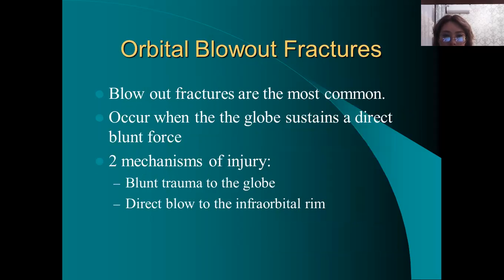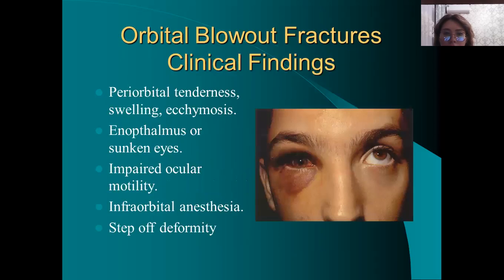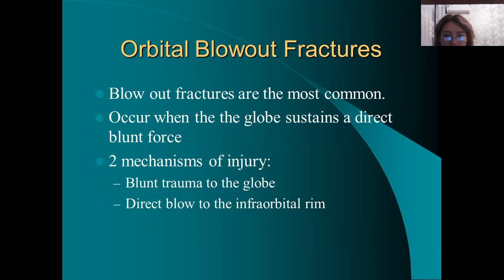Orbital blowout fractures are the most common. Acute when the globe sustains direct blunt force. Two mechanisms of injury: blunt trauma to the globe, and direct blow to the infraorbital rim. Orbital blowout fractures.